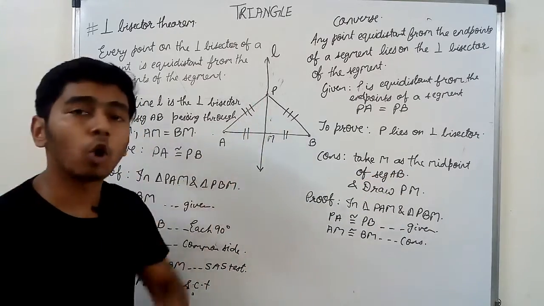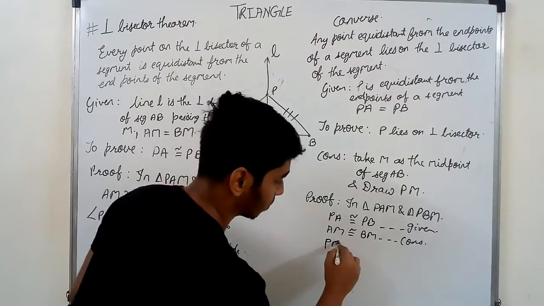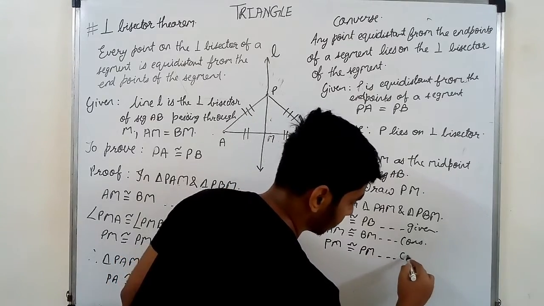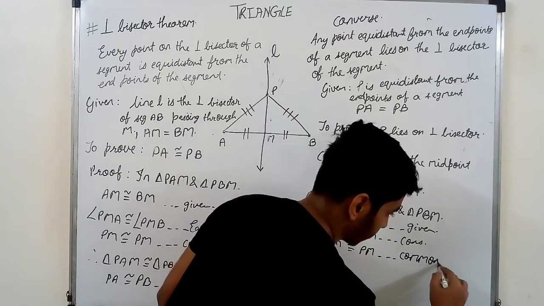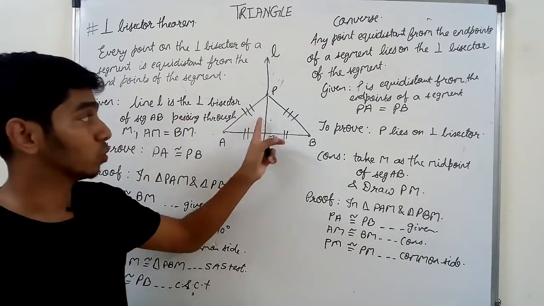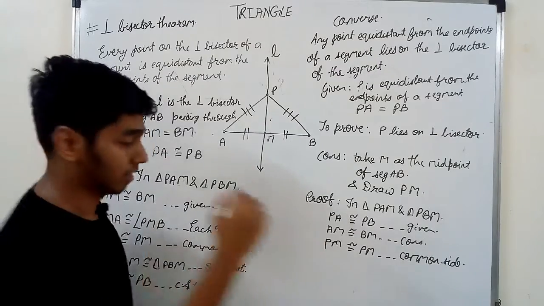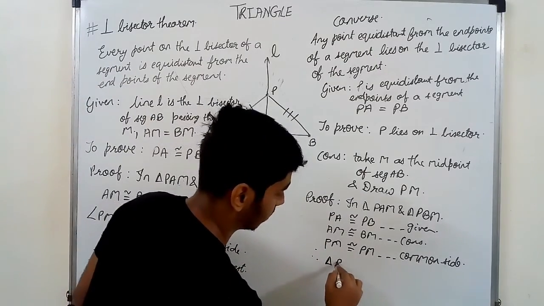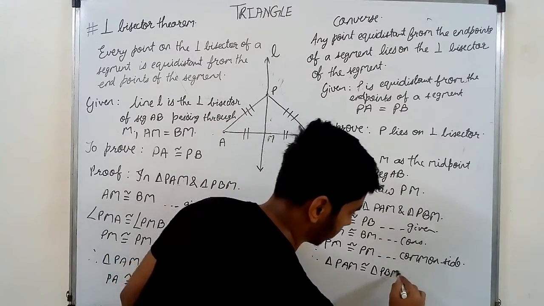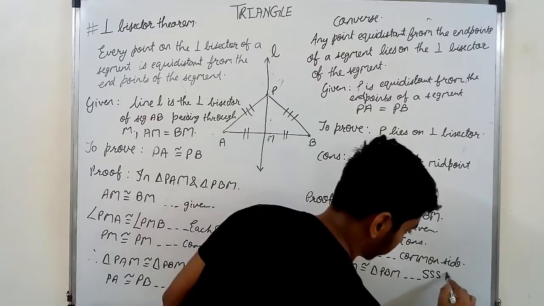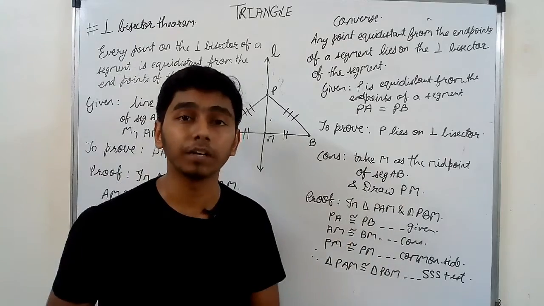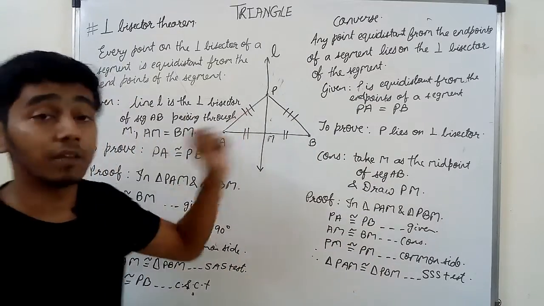Now, can we say PM is congruent to PM itself? So PM is congruent to PM. Why? Because it is a common side. Yes or no? So with this S, S and S, therefore, by SSS test, these two triangles are congruent. Yes or no?